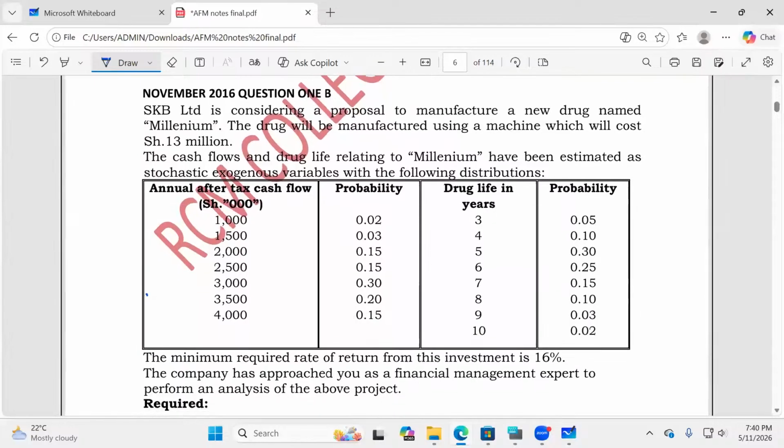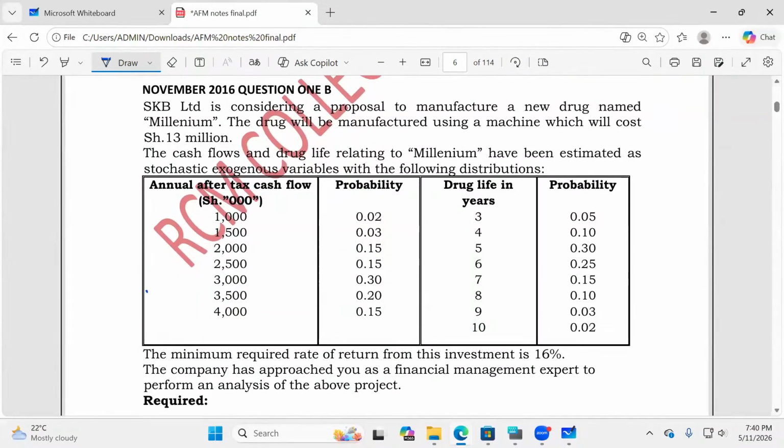November 2016, question number 1B. SKB Limited is considering a proposal to manufacture a new drug named Millennium. So this is the only thing you copy down. The drug will be manufactured using a machine which will cost 13 million. So the initial cost is 13 million. The cash flows and drug life relating to Millennium have been estimated as stochastic exogenous variables with the following distributions.